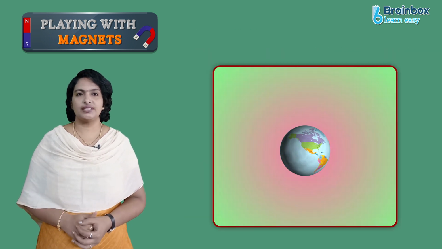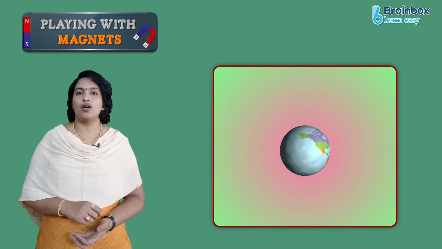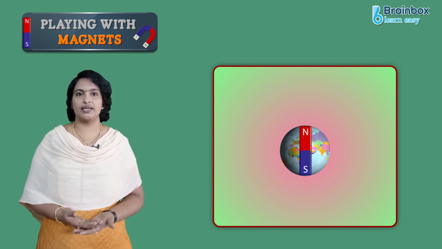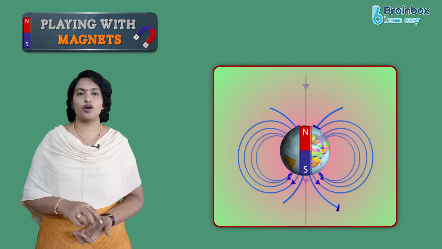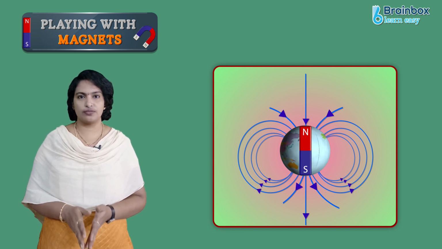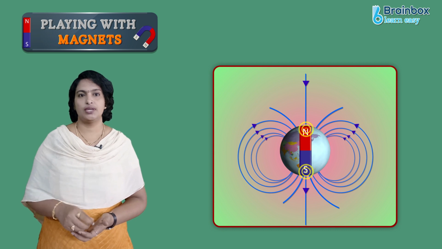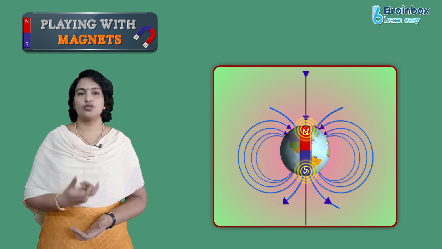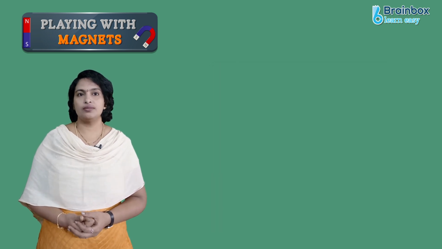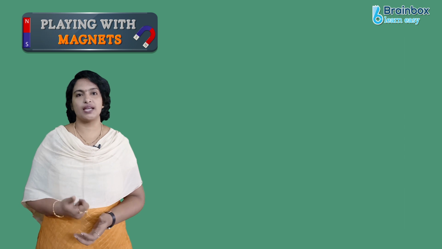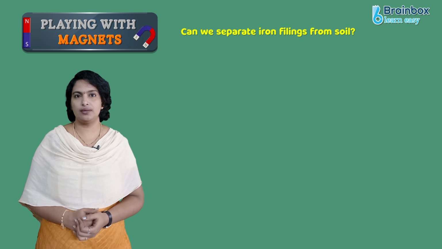Now, back in the 12th century, scientists mapped this magnetic field on the surface of a spherical magnet using iron needles. They traced the lines formed by the needles to their points of intersection and called these points poles, making the connection between the two poles of the magnet and the earth poles. Now, we are talking about iron filings. Can we separate these iron filings from soil?